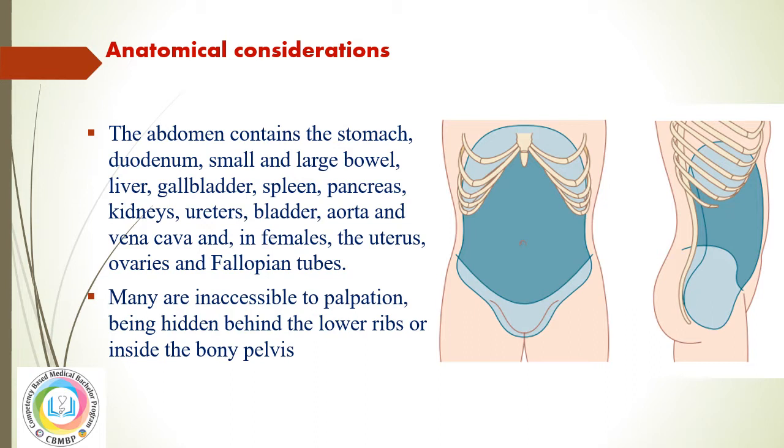The upper part of the abdominal cavity and also the lower parts are covered by bones that make the organs located in these areas inaccessible to palpation, being hidden behind the lower ribs or inside the bony pelvis.